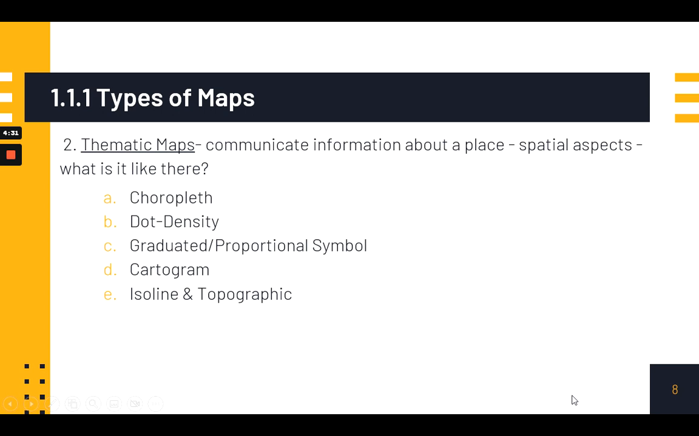You're gonna need to know what all of these words mean. Now, do you need to know that they are thematic maps? Honestly, probably not. But you will need to know what all of this stuff means, and I'm going to teach it to you right now. So be ready to take some notes, okay? But these are all thematic maps.